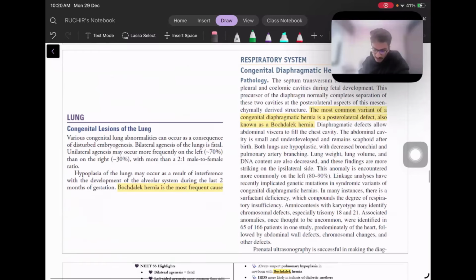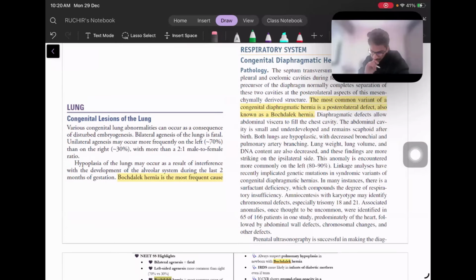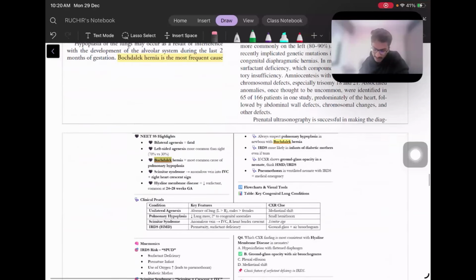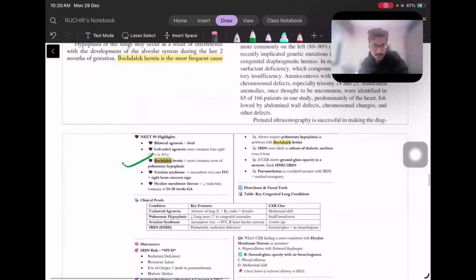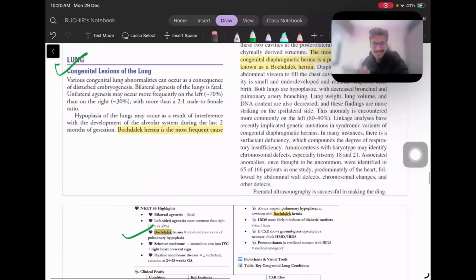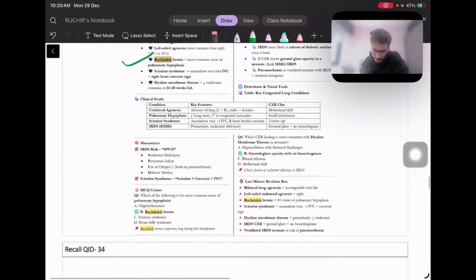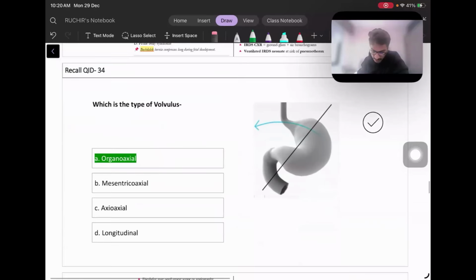If you go through the mention in the thoracic portion of the lung or in pediatric surgery, everywhere it is mentioned that Bochdalek hernia is the most common cause of pulmonary hypoplasia, and it is the most common congenital diaphragmatic hernia or disorder, which is related to pulmonary hypoplasia. So the answer here is Bochdalek hernia.